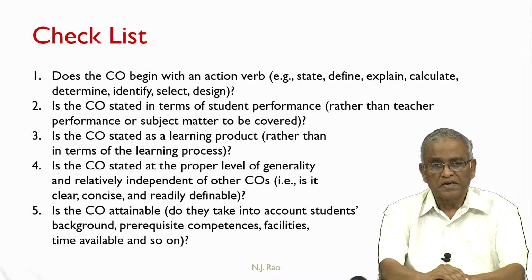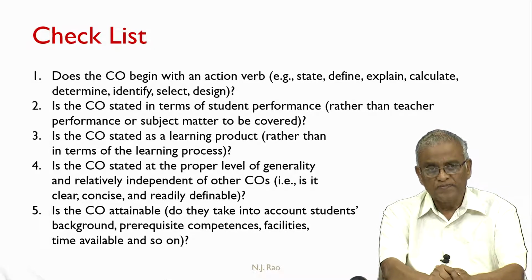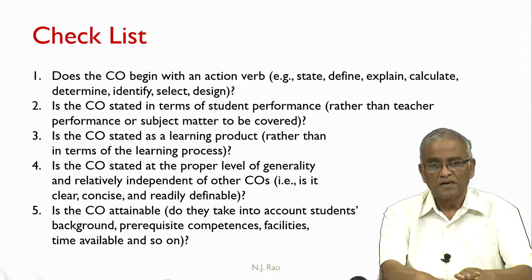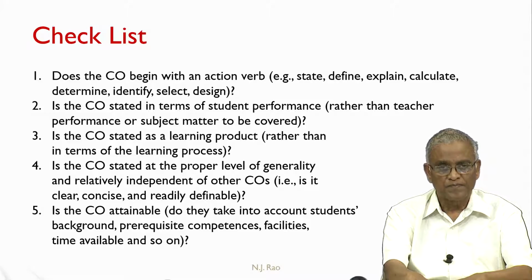Is the CO stated at the proper level of generality and relatively independent of other COs? This also is possible. 2 COs may overlap a little bit in their scope. That should be avoided, and not only that, is it presented at the proper level of generality? That means it should not be too abstract and it should not be too specific.